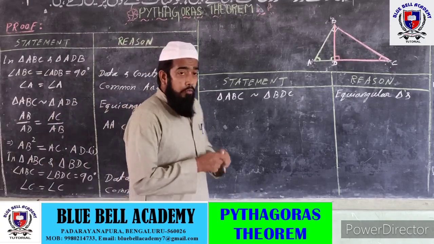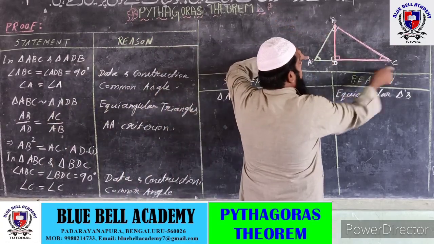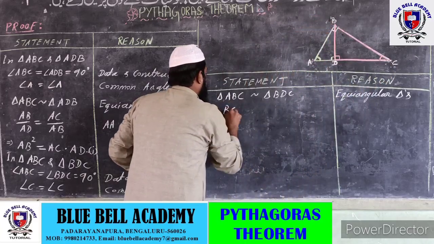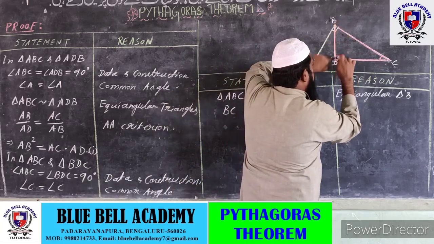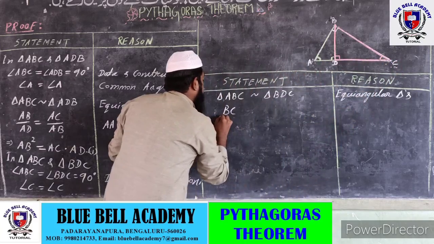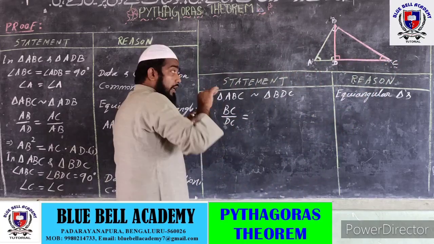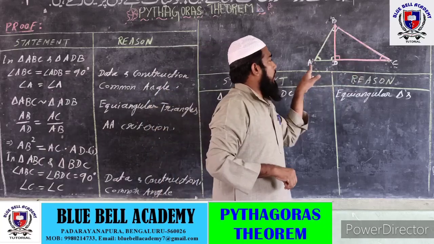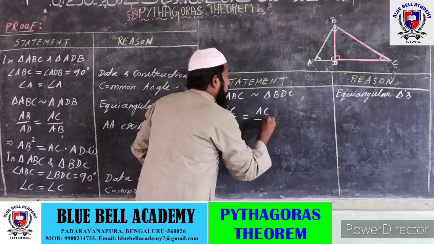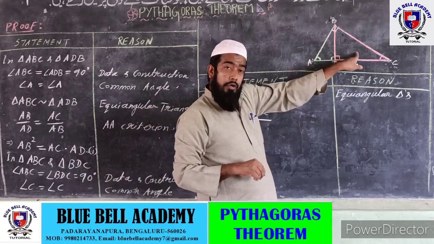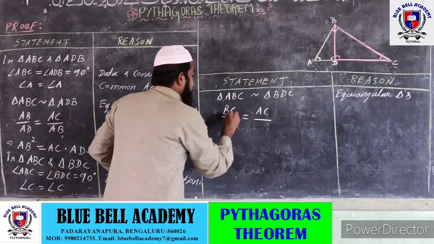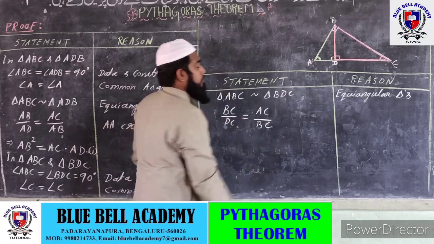Based on that, for this triangle ABC, I am going to take this longer side BC. So this BC corresponds to, in this triangle, this is the shorter side, this is the longer side, I have to take DC. So BC by DC is equal to, again in this bigger triangle I am going to take the hypotenuse AC. The hypotenuse should correspond to the hypotenuse of this triangle, which is BC. So BC by DC is equal to AC by BC.